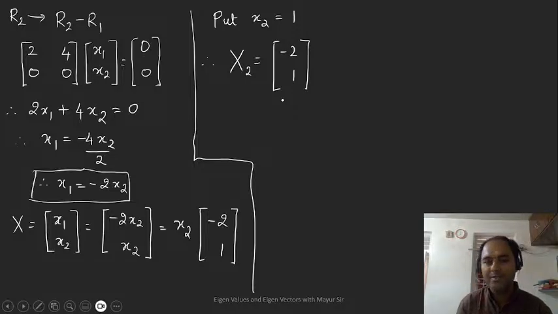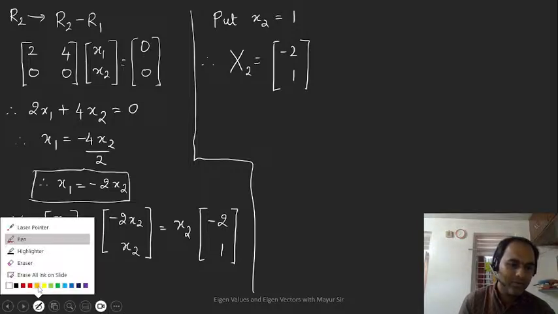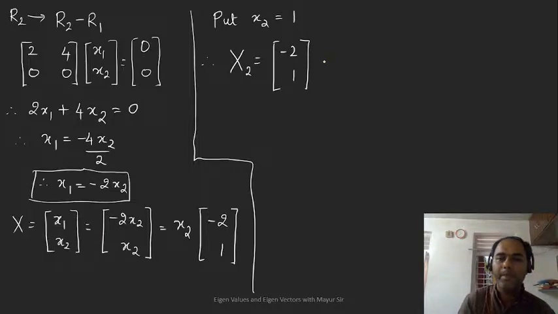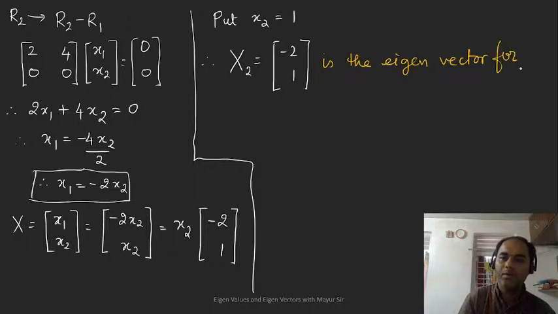These are the two eigenvectors that we get. So here we now write down that this is the eigenvector for lambda 2 equal to -1.